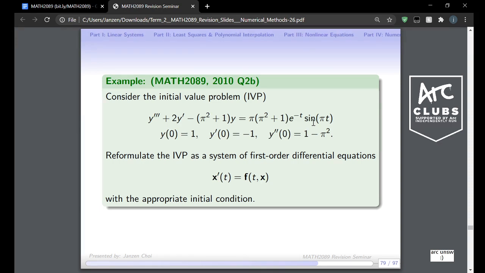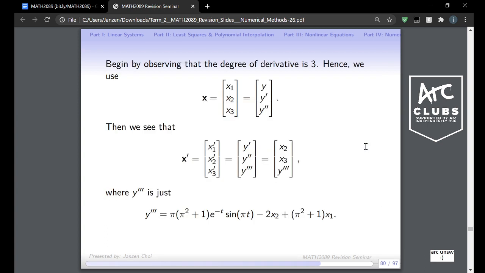So here's an example question from the 2010 paper. They want us to reformulate the IVP as a system of first order differential equations. So we basically just define an x vector as such, and say that x1 is equal to y, x2 is equal to y dash, and x3 is equal to y double dash. And basically we just want to equate the x dash terms.